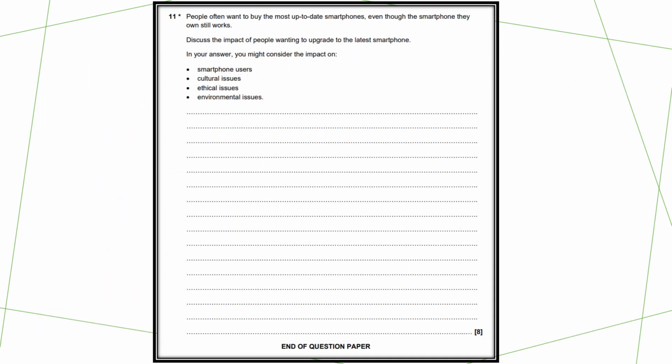So the final question is an 8-mark question, and you are going to be marked in mark bands, judging your ability to write clear, cohesive and logical sentences.